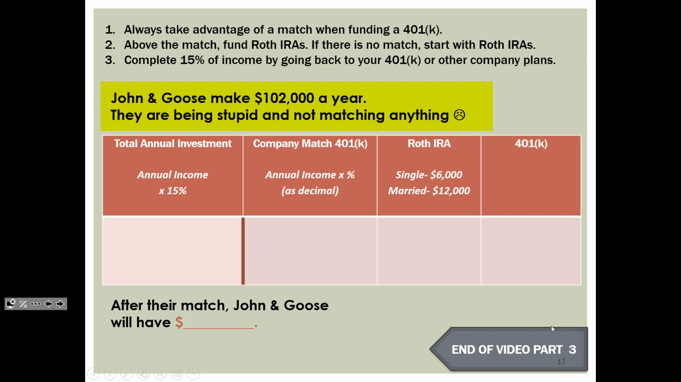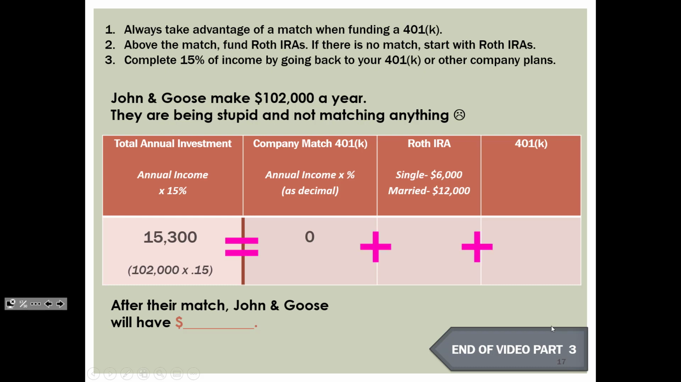We're being stupid. We're not matching anything. So we still come up with our 15% goal by multiplying our income by 0.15, which is $15,300. But if we're not matching anything, I get to skip that box. So I put $0 in the match, and I start right away with my Roth IRA. Because we're married, we'd max that out at $12,000, and then we just subtract to figure out the remaining amount to bring us up to our 15% goal. So we'd put $3,300 into our 401k. Remember, we're not matching, so the amount we walk away with is the same as our goal amount.